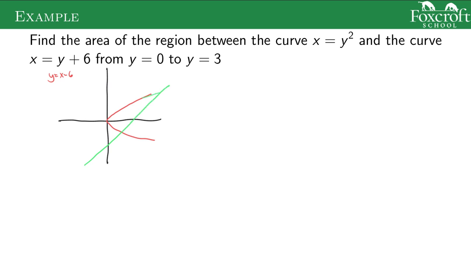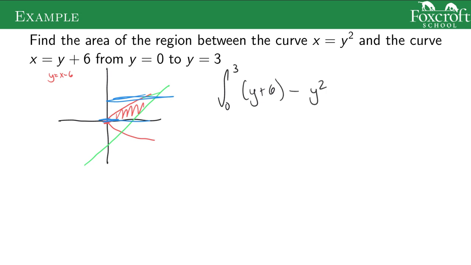And it's telling me from y equals 0 to y equals 3. So y equals 0 is here, y equals 3 is there, so we're finding an area like that. So what is this equation going to be? The area is from 0 to 3, because that's what it's telling me. My right function was this line, that's y plus 6. I subtract the left function, that's the curve, y squared.